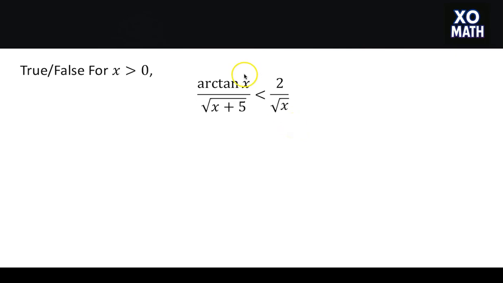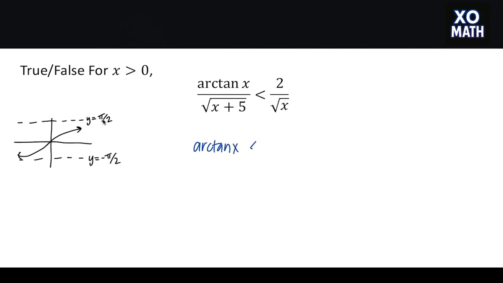So let's start by thinking about arctangent x. And what do we know about arctangent x? If I draw a quick little graph of arctangent, we know that it is bounded above by a horizontal asymptote at y equals pi over 2, and bounded below by y equals negative pi over 2. But basically an upper bound is going to be pi over 2. So arctangent x is definitely less than pi over 2 over its entire domain, but specifically for x values greater than 0.